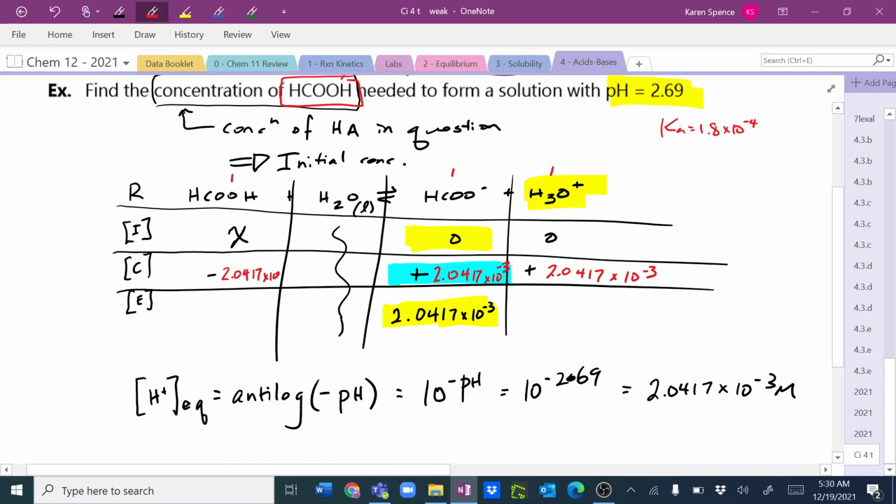2.0417 times 10 to the negative 3. And so let's see, I now have x minus 2.0417 times 10 to the negative 3.